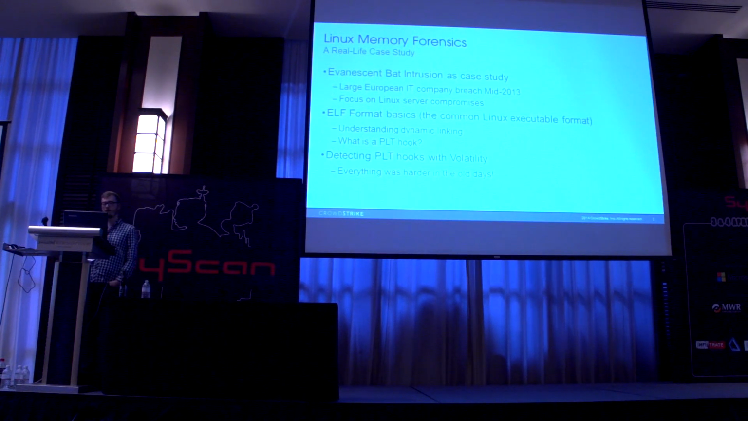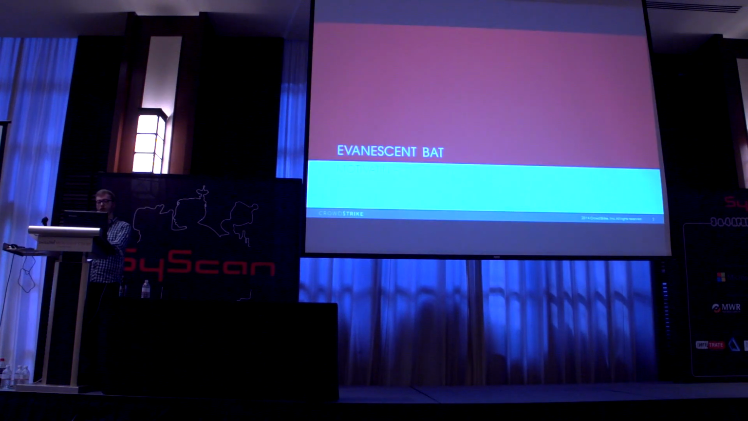Then I'm going to be talking a little bit about the ELF format, because the actor used PLT hooking in this intrusion. So, talking about dynamic linking and what PLT hooks are, and then detecting such PLT hooks with Volatility. Because when I dealt with this intrusion, there was no existing tooling for this, so I had to write everything myself. Now I'm publishing this code so people don't have to do all this work again if they deal with PLT hooking. Okay, so who's Evanescent Bad?